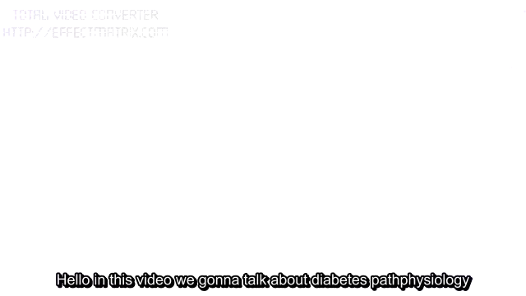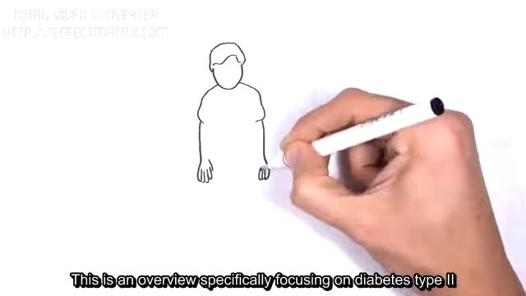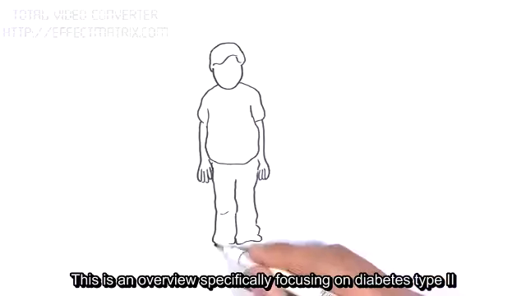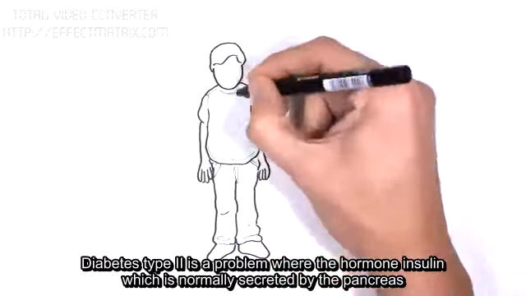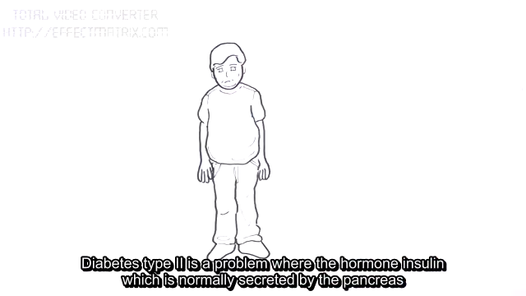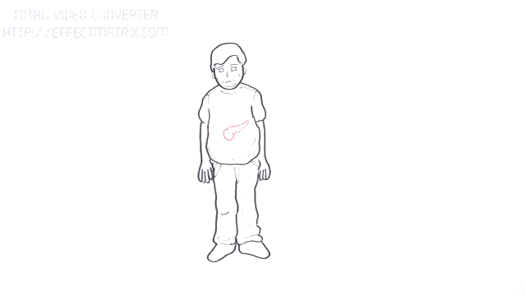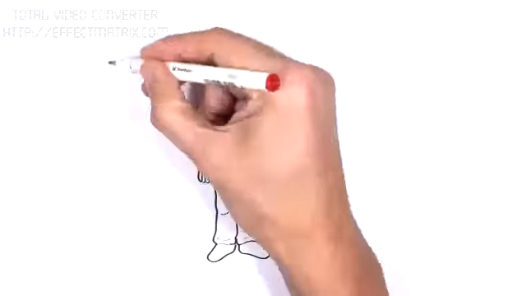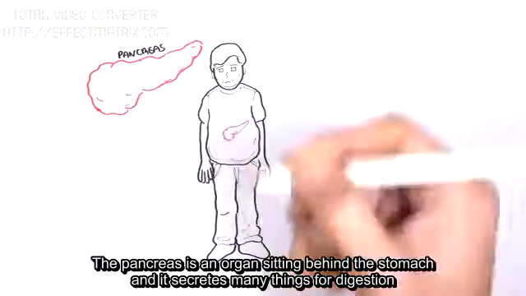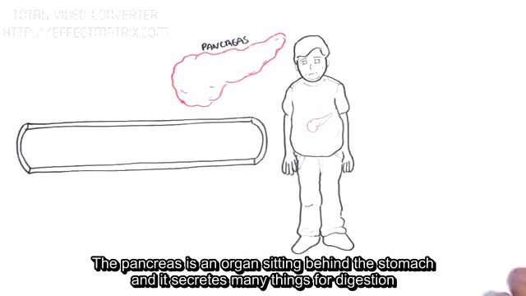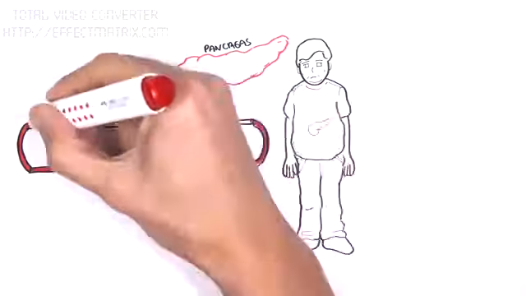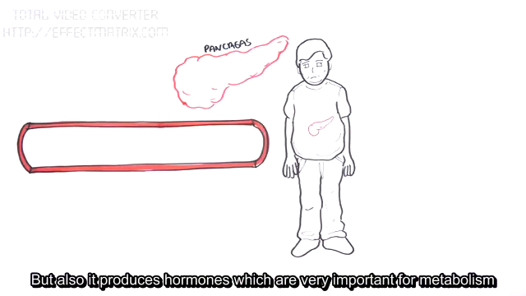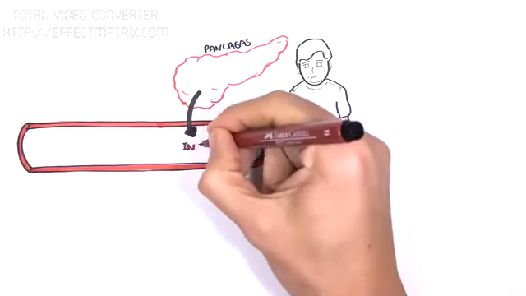Hello, in this video we're going to talk about diabetes pathophysiology. This is an overview, specifically focusing on diabetes type 2. Diabetes type 2 is a problem where the hormone insulin, which is normally secreted by the pancreas, does not actually work properly. The pancreas is an organ sitting behind the stomach and secretes many things for digestion, but it also produces and secretes hormones which are very important for metabolism.